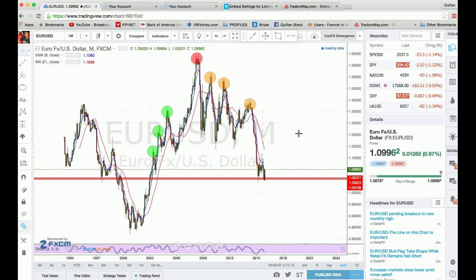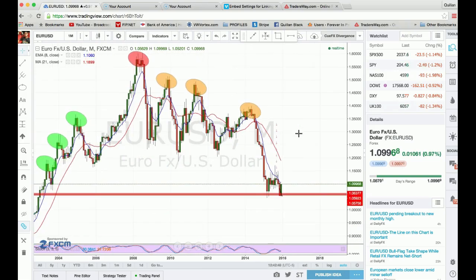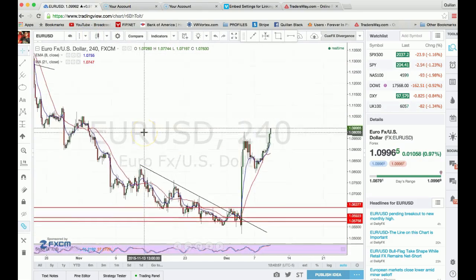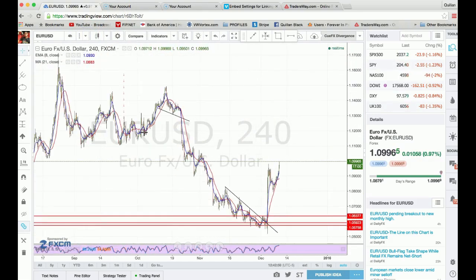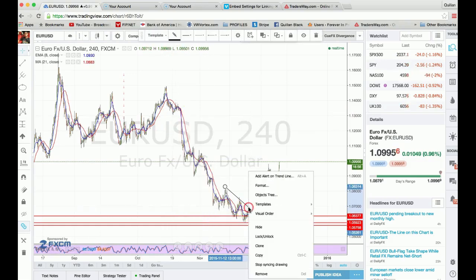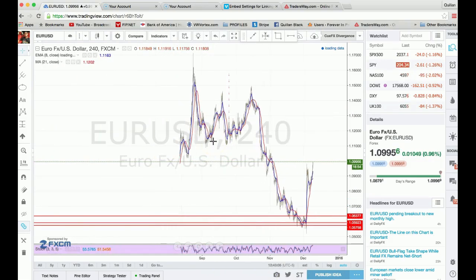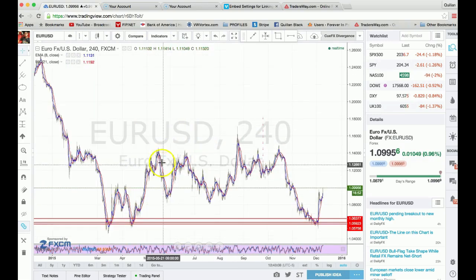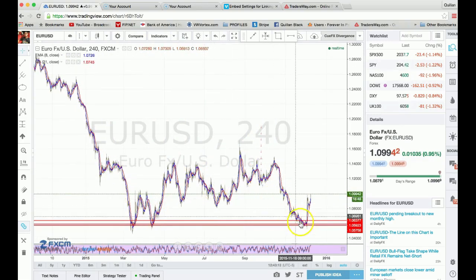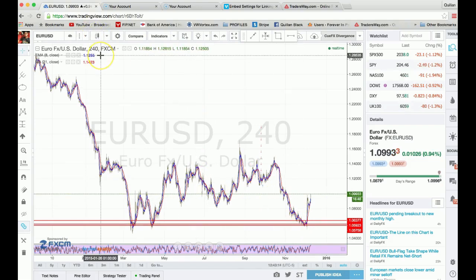Always try to identify what kind of market you're in first. Remember, these moving averages give you the trend bias. And all these swings right here are pretty much the big consolidation that is on the monthly chart, which is on the 4-hour chart right now.